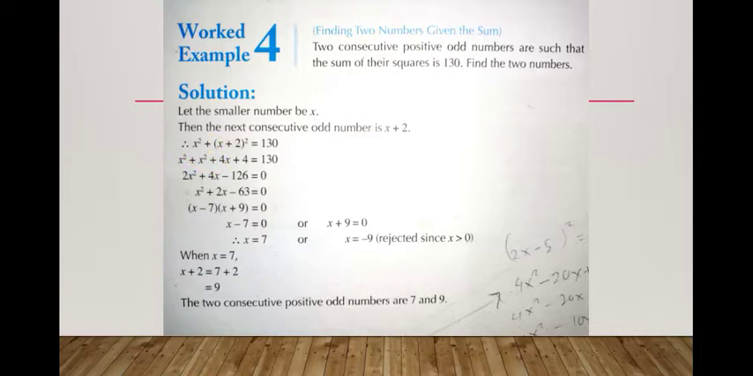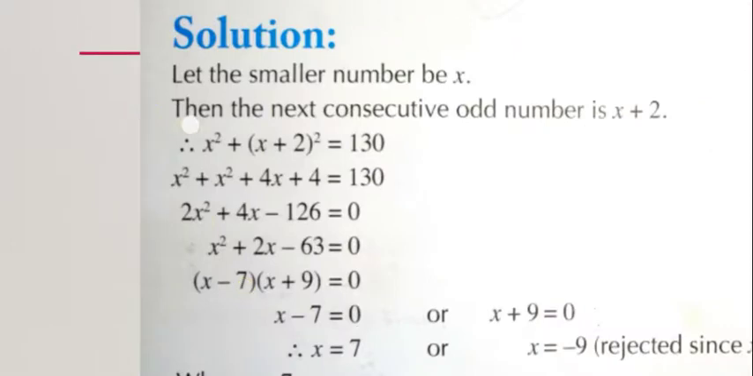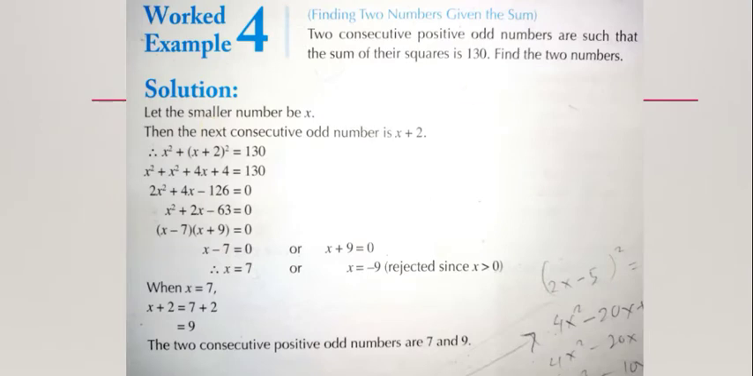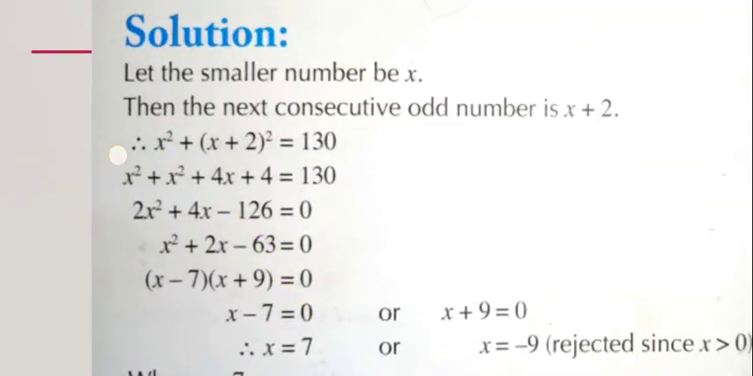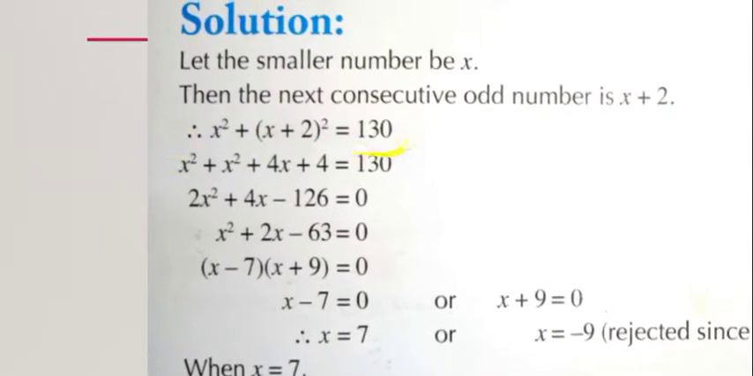Okay, so again, the first odd number is x, the second odd number is x plus 2. Now, sum of their squares, that means we square them and then we add them, the sum will be 130. Okay, that's how we construct the equation. So again, those two numbers we square first and then we add them. That will be equal to 130.